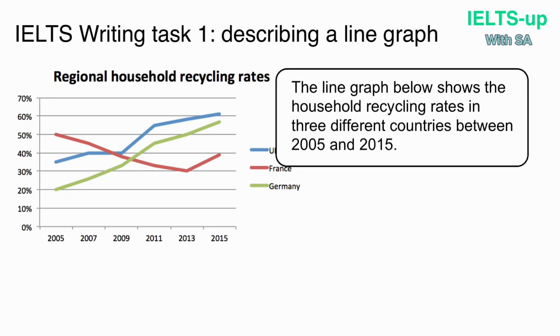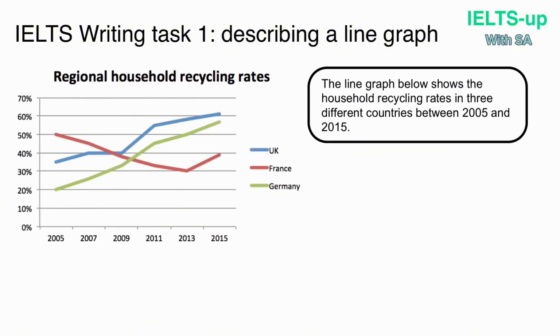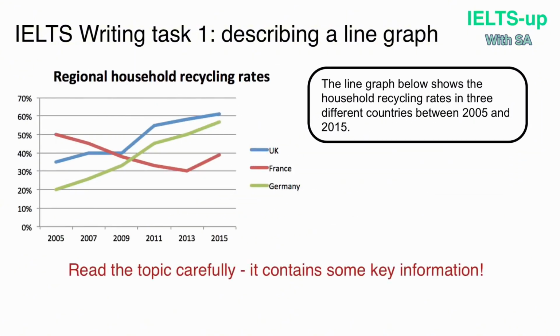What it says: the line graph below shows the household recycling rates in 3 different countries between 2005 and 2015. So, you are always given a description of your graph in your topic. This information is very important as it helps you to understand what's going on your graph. So, read the topic carefully.